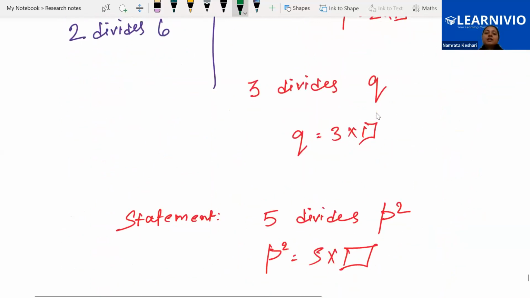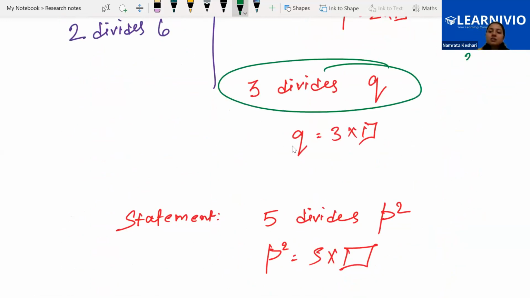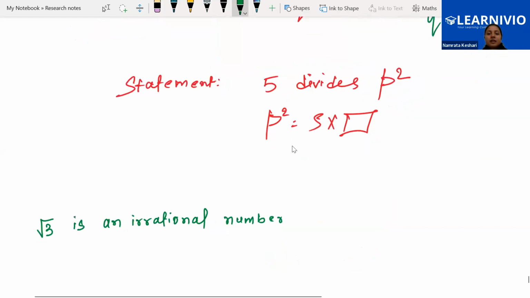Okay, if 3 divides q, then we can write q is equal to 3 times something. You need to understand, if 3 divides q, it means 3 can divide q completely. So obviously we will be writing 3 into the quotient part, right? Whatever will be there in the quotient, 3 into the quotient part, that is equal to q. Yes or no?